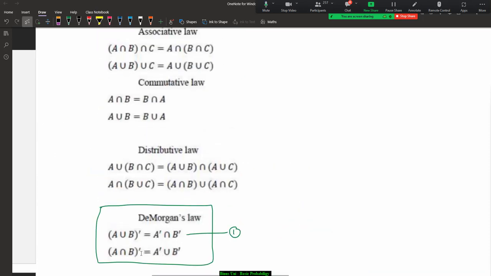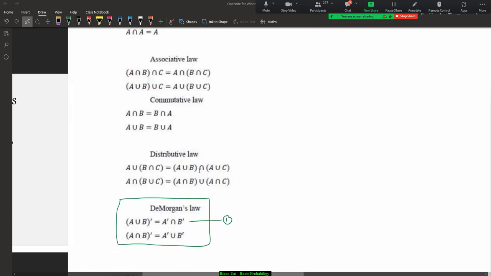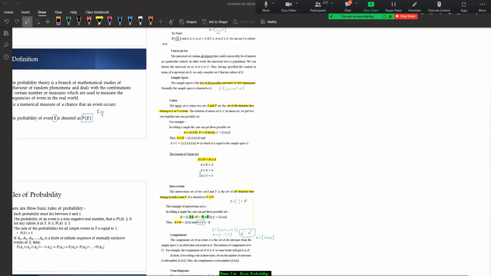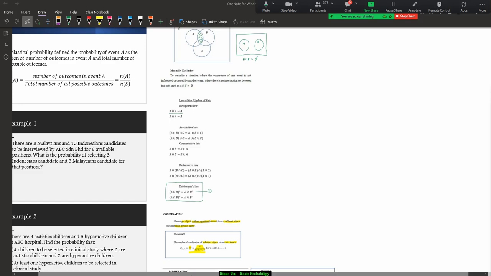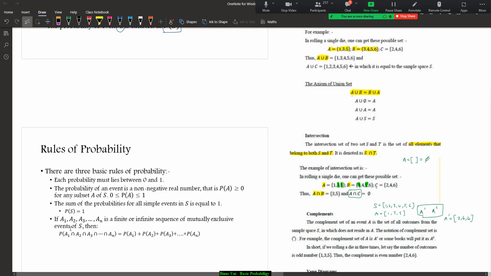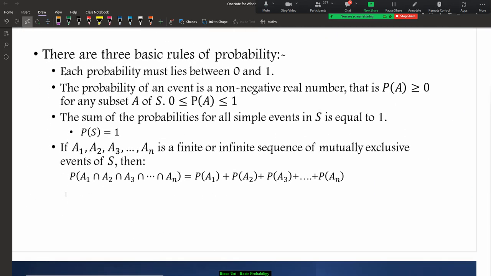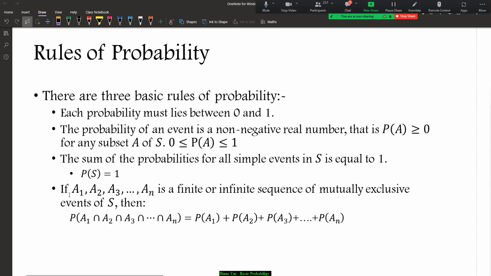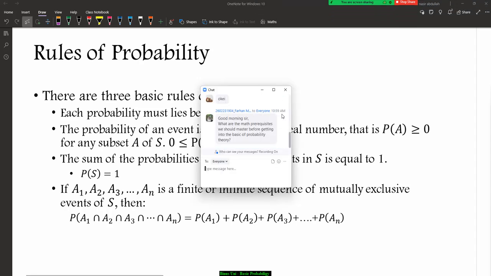I think that's enough with the revision. Is there any more? I think that's all for revision. Let's look at the rules of probability. Do you have any question about the revision of set theory? If you have a question about set theory, you can always ask me directly. I don't have time to check now.